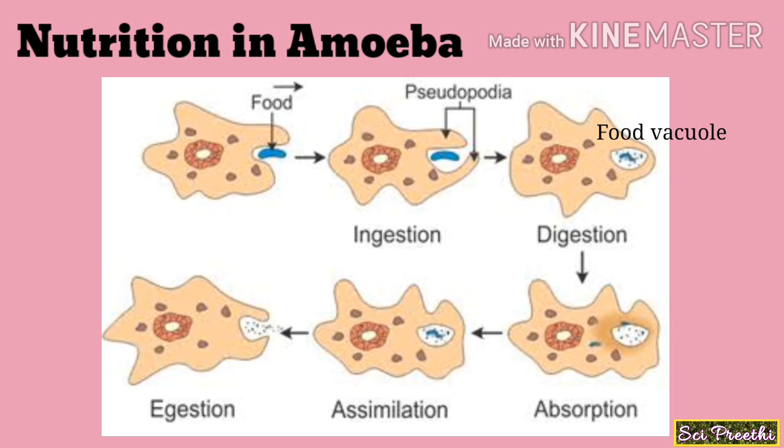Now see the fourth stage, that is assimilation. Assimilation is the process in which the digested food particles are carried to obtain energy and to perform other metabolic functions. And in the last stage, the undigested food is egested. It is the process of removal of undigested food from the body. This is the process of intake of nutrition by amoeba.